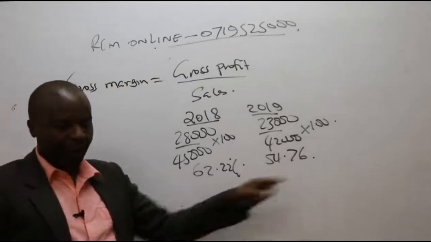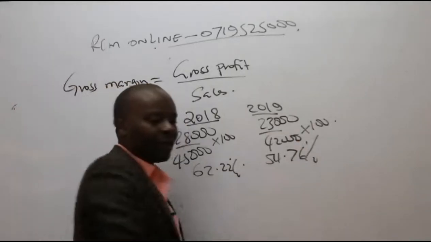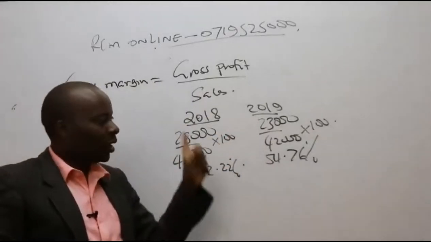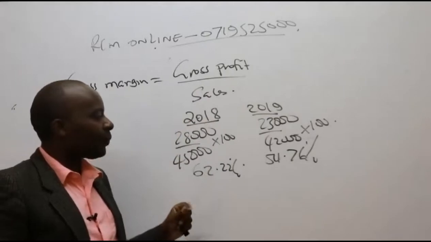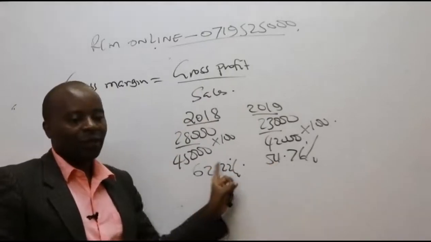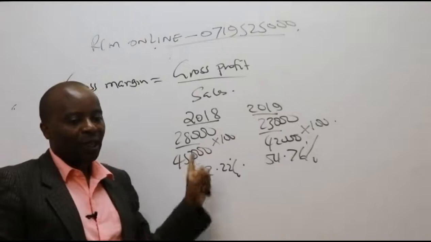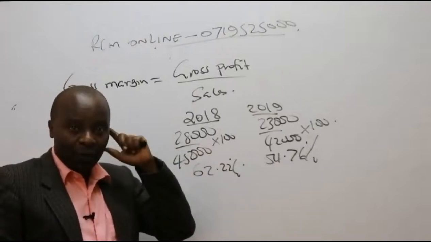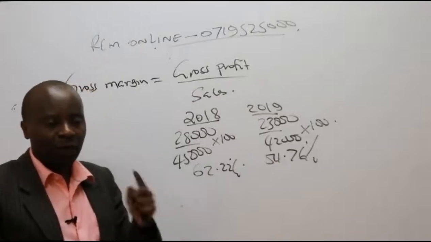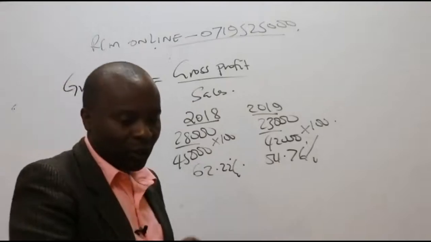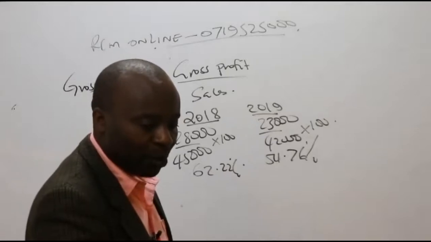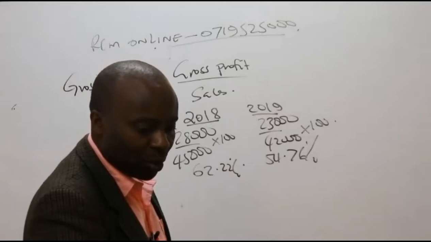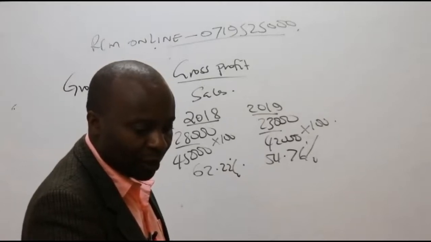So I can see my gross profit margin reducing with time. The gross profit margin of 2019 is smaller in comparison to the gross profit margin of 2018. Once we realize that the gross profit margin is reducing, that is an indication of deteriorating performance, poor performance. Poor performance, that is what I write in my comments.